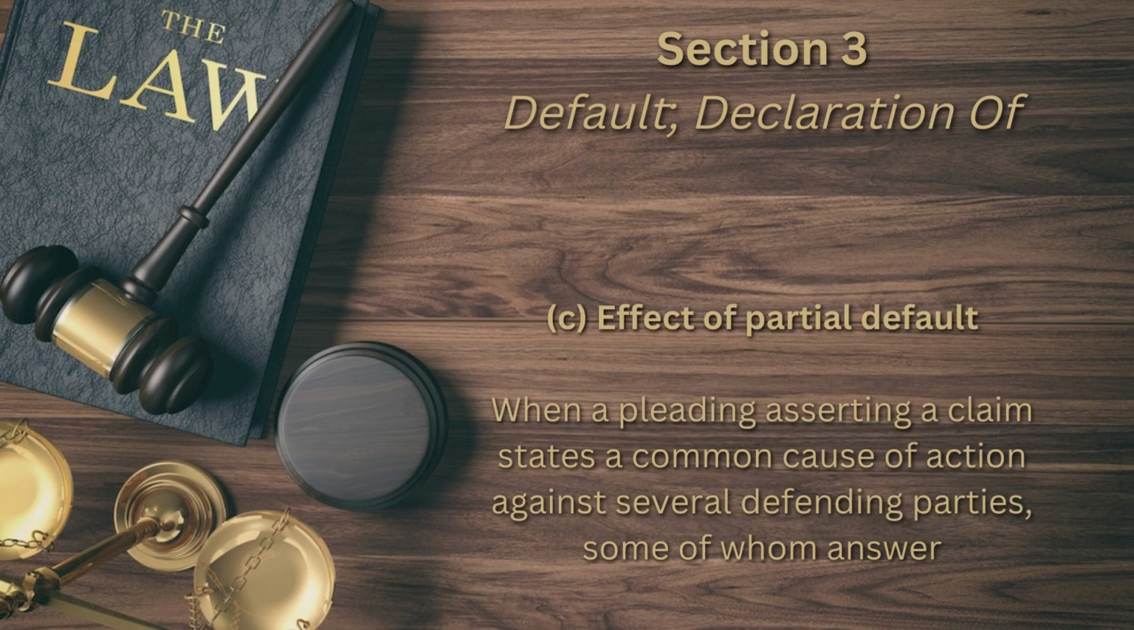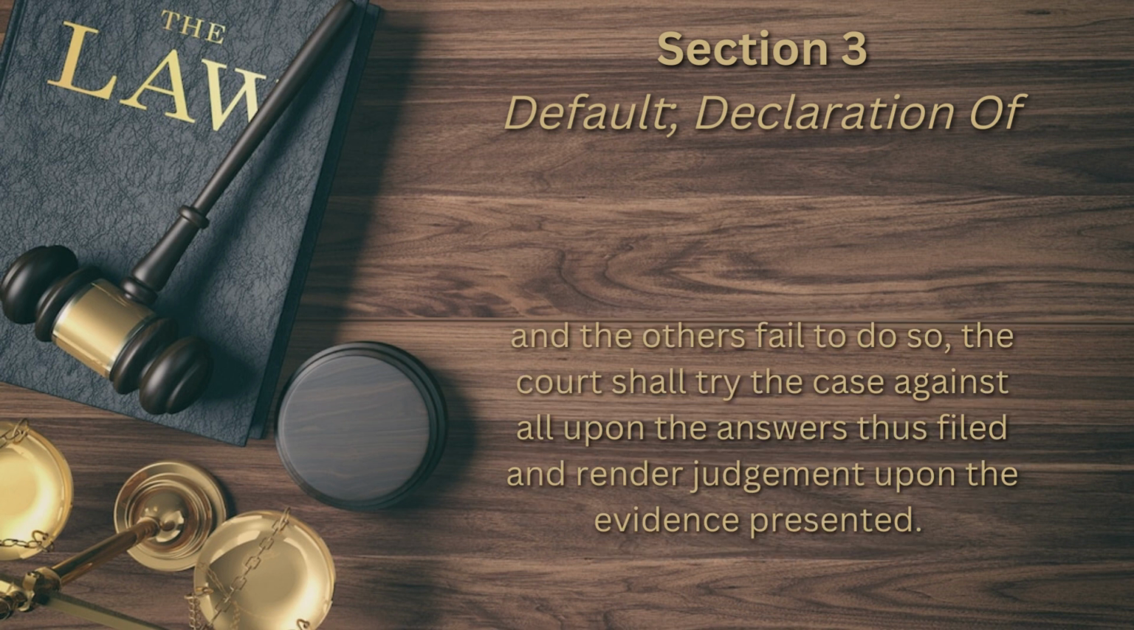Effect of partial default. When a pleading asserting a claim states a common cause of action against several defending parties, some of whom answer and the others fail to do so, the court shall try the case against all upon the answers thus filed and render judgment upon the evidence presented.